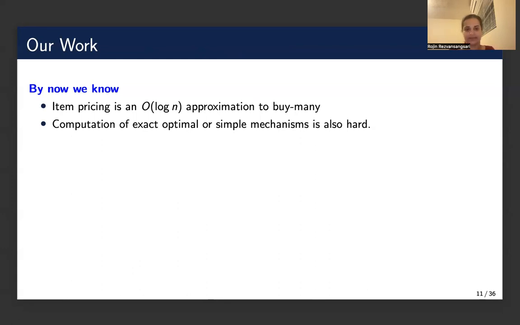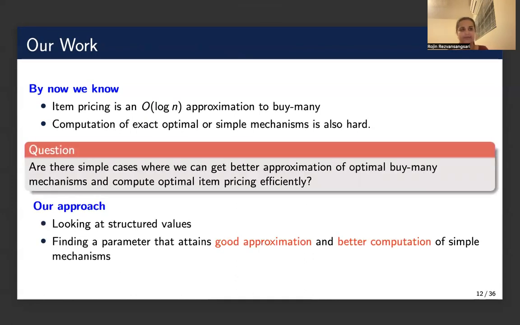In specific, it's not a constant factor approximation. We also now know that computation of exact or even simple mechanisms is hard. So the question is, can we find some simple cases where we get a better approximation, for example, a constant factor approximation of optimal by many mechanisms, and at the same time be able to compute optimal or near optimal item pricing efficiently? Our approach is to look at structured values and try to find some parameter that attains the good approximation and the computation at the same time.